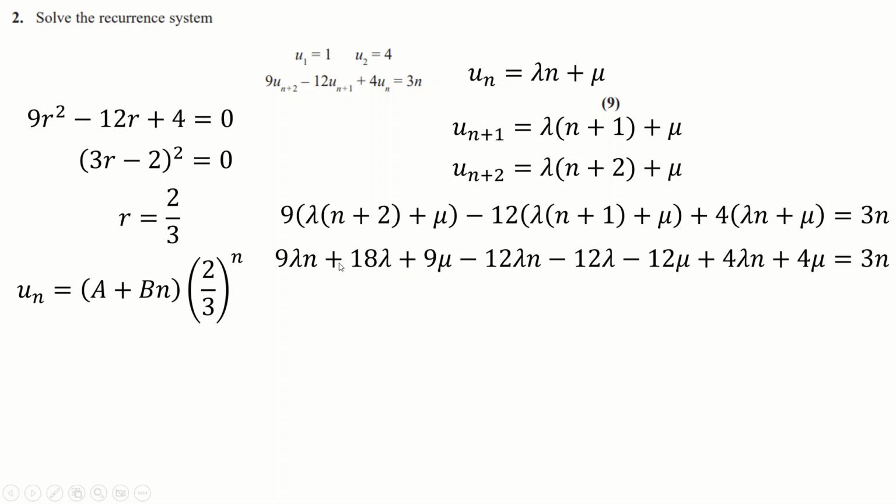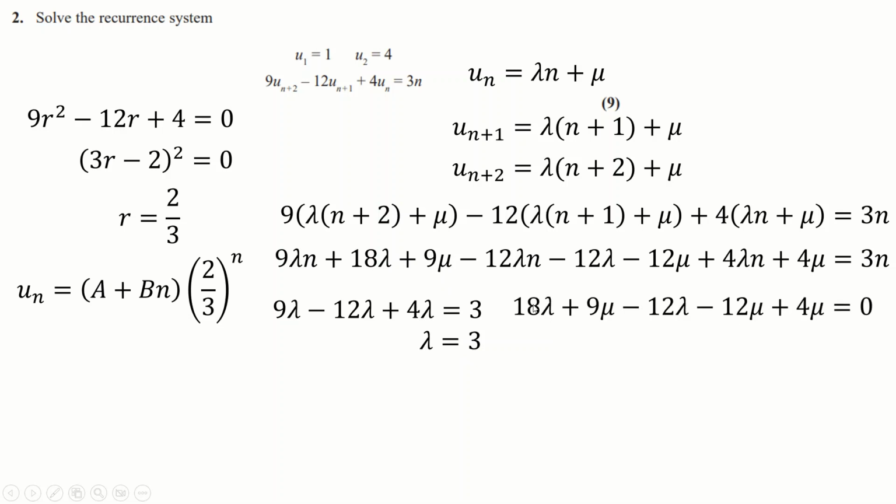So 9 lambda minus 12 lambda plus 4 lambda must be those 3 for the n's. So that's just looking at the n's, you can solve this. And then looking at the non-n's, there are 0 non-n's over here. And the non-n's are 18 lambda, but you know what lambda is, plus 9 mu, minus 12 lambda, and so on. You know lambda is 3, so that's 6 times 3 is 18. It's just those two terms, and then these simplify down to make this. And you get mu as minus 18.